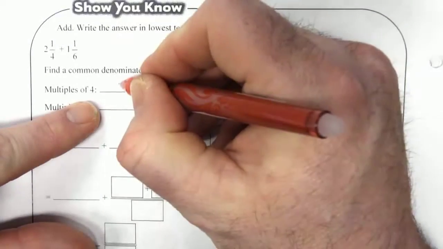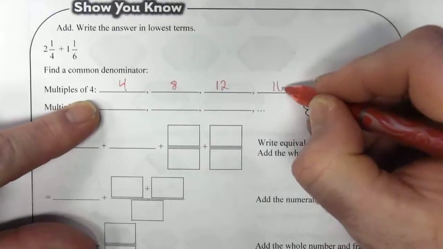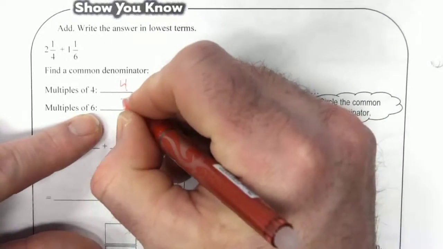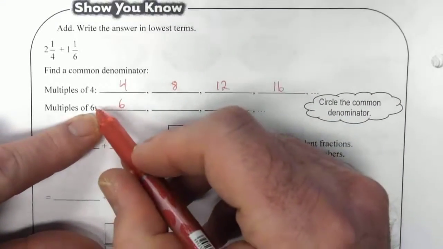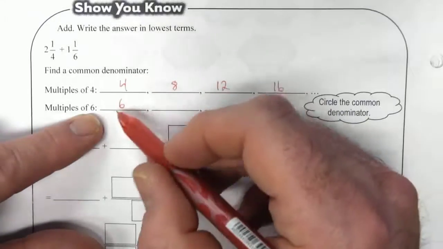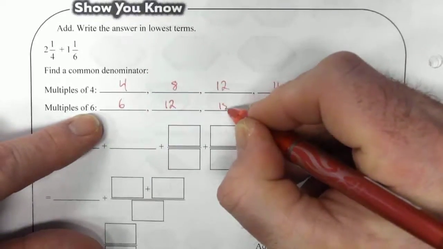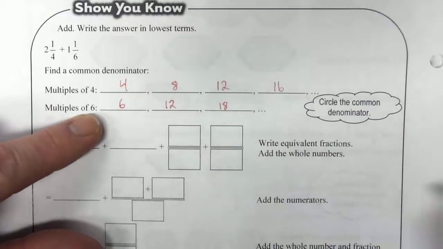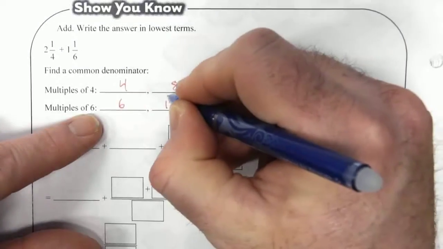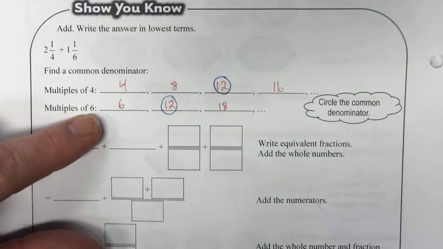So multiples of 4, we've got 4, 8, 12, 16, and it goes on, 20, 24, etc. Multiples of 6, we start with 6. Always start with the number that you're looking at, because it might actually be the number that's common to both. So 6, 12, 18, then it goes on to 24, 30, etc. as well. Common number here is going to be 12. So we're going to use that. It's the lowest common.